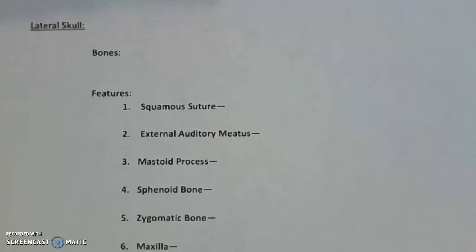This is video 5 for chapter 7-8 on the skeletal system in anatomy and physiology. In this video, we're going to look at the lateral view of the skull, which is a little bit more involved. The anterior and lateral views are pretty intense because there's a lot of bones and they all come together with different sutures and different features.